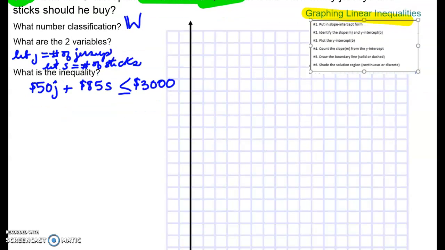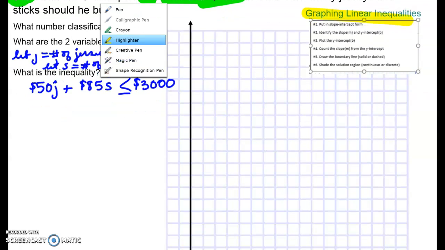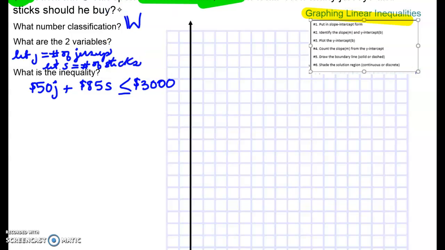Okay, so let's put this into slope-intercept form. You can pause it here and do the work on your own and then just check it if you're wanting to test yourself. Now, good question here, which variable is going to be our y?